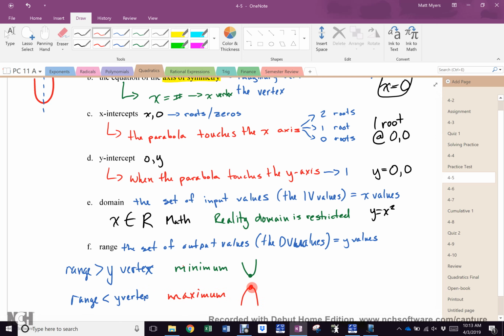Now, in reality, those y values go till what? Positive infinity or negative infinity, right? In math. In reality, they would be restricted. Is everybody good? Yeah? Sweet! Okay. Let's turn the page over.